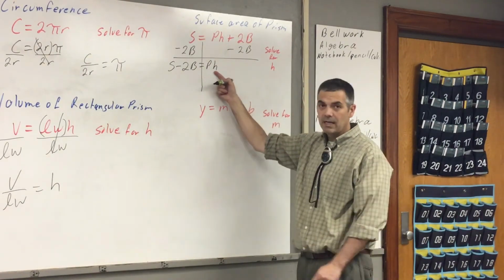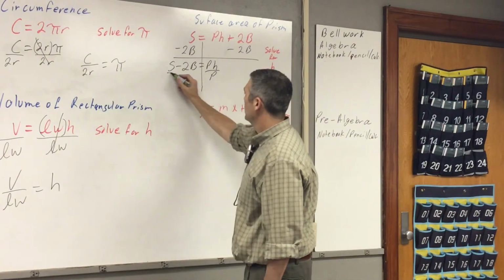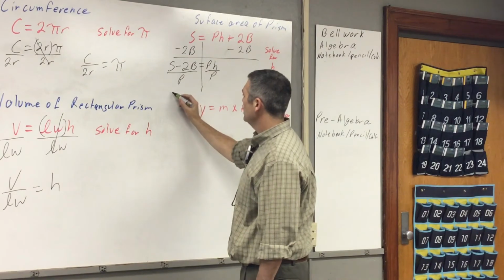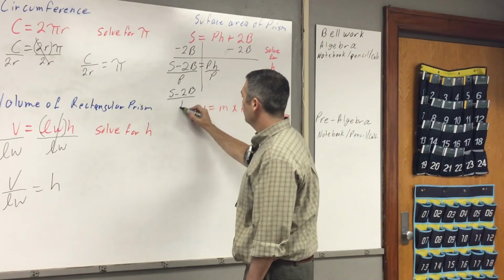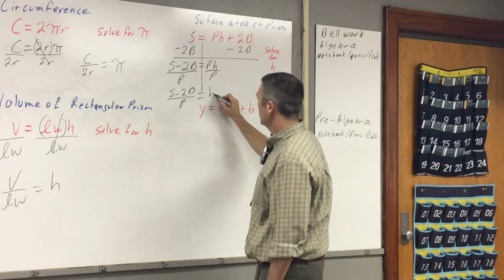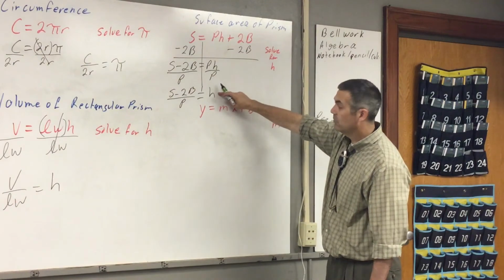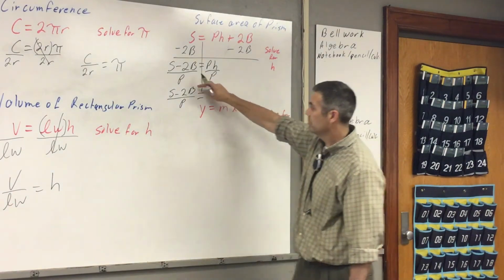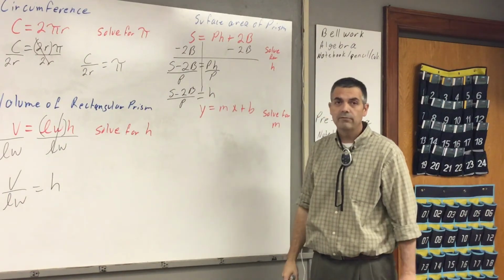Now, we're still solving for h. Well, p times h, we're going to divide. Divide by p, divide by p. That leaves you with s minus 2b over p equals h. And now you know you can solve for h. Find out what h is. Plug in b, plug in s, plug in p, and now just solve and you'll have your h.